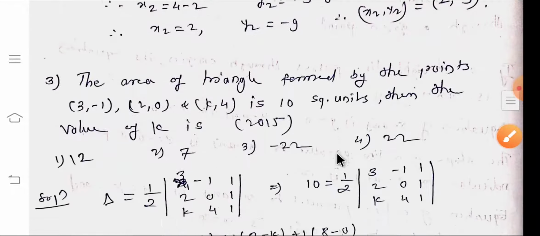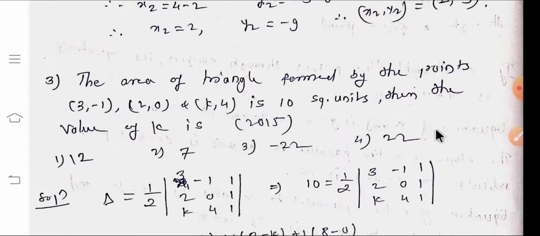Next one, the area of a triangle formed by the points 3 comma minus 1, 2 comma 0 and k comma 4 is 10 square units. Then the value of k is, which question was asked in 2015. Options are 12, 7, minus 22 and 22.